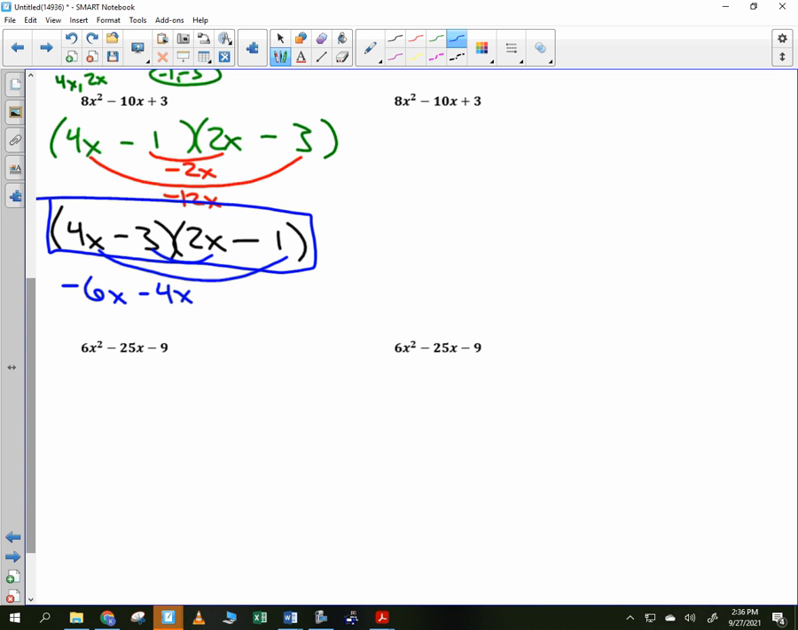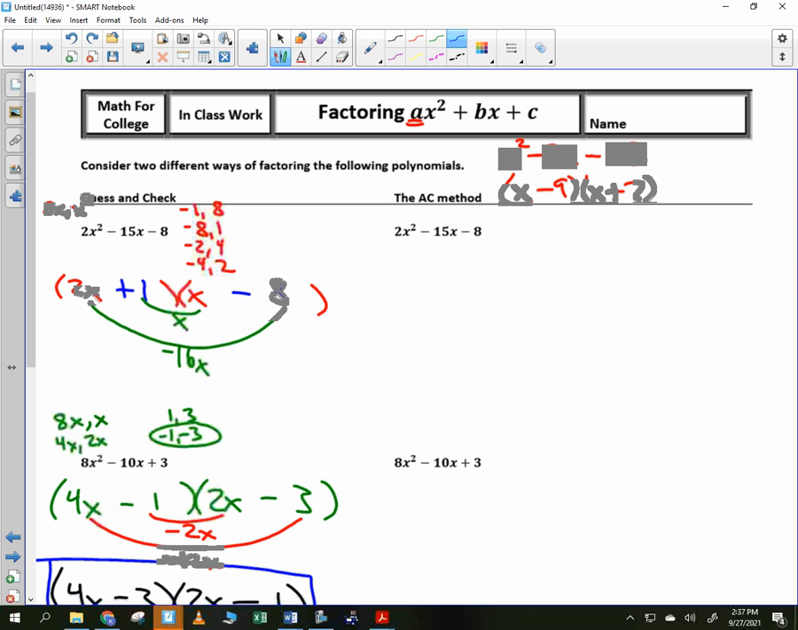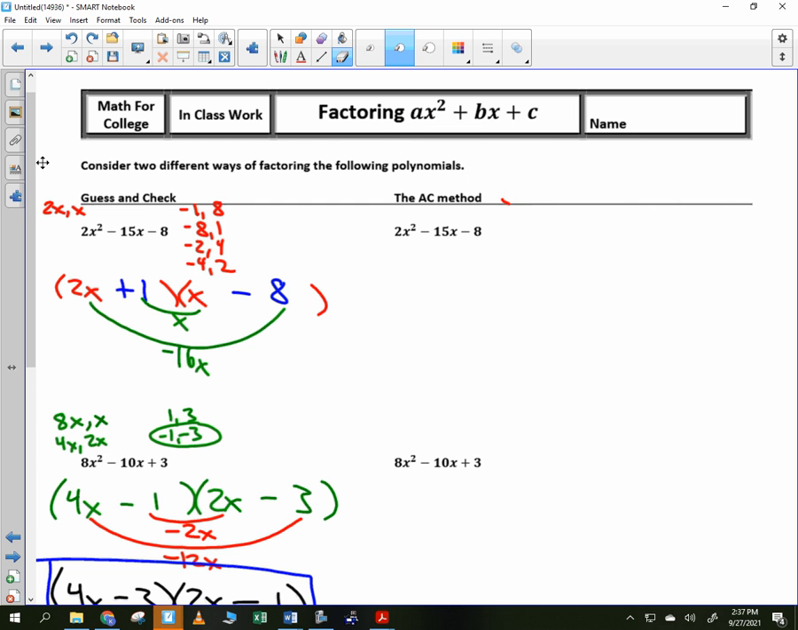Do you wish there was a different option? I will show you a different option. Sometimes people don't like this option. And it's up to you. I would say first hour, I would say 2/3 of the people chose to use the AC method, and 1/3 of the people chose to use guess and check. I use guess and check almost all the time, but I have a little bit easier time guessing and checking sometimes than other people do.